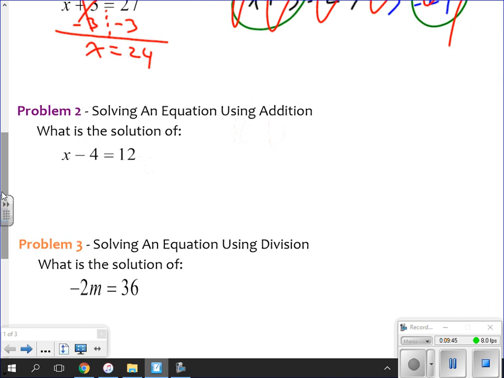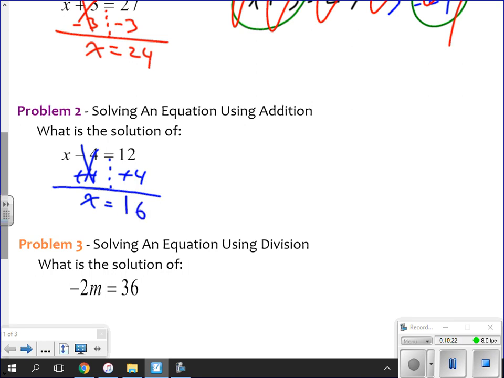Problem number 2, solving an equation using addition. Once again, I'm going to get x by itself. I have x minus 4. What's the opposite of subtracting 4? Adding. And what do I want to add? I want to add 4 to both sides. Add 4, add 4. My plus 4 and my minus 4 cancel each other out. And I get x equals, because my equal sign just comes straight down, and then 12 plus 4 is 16.